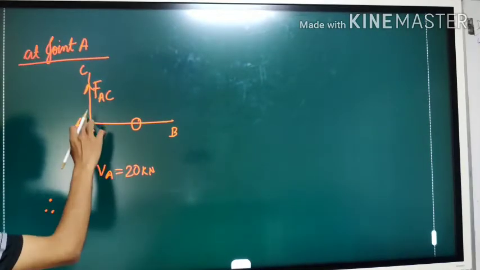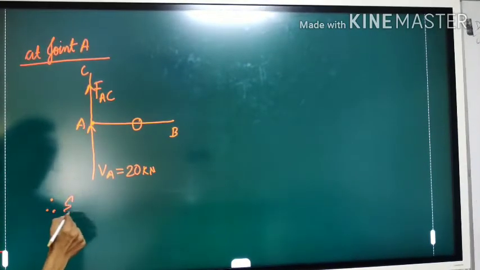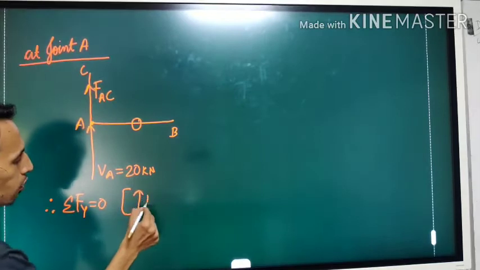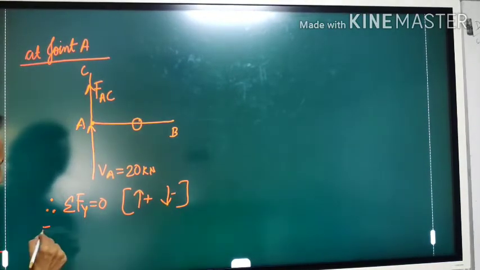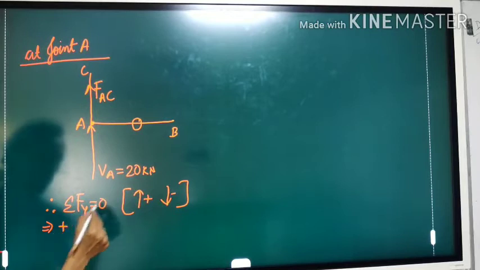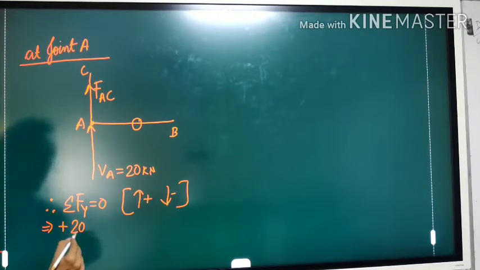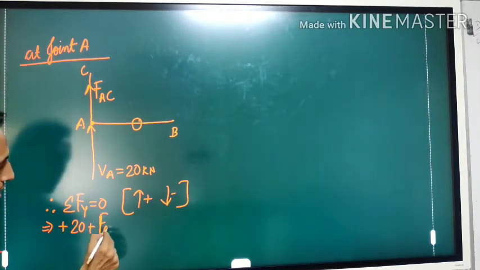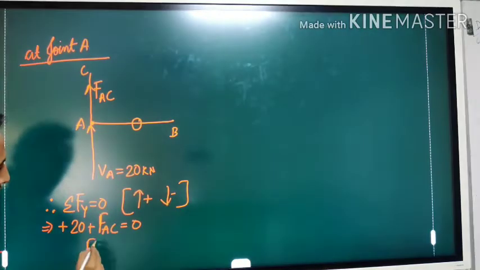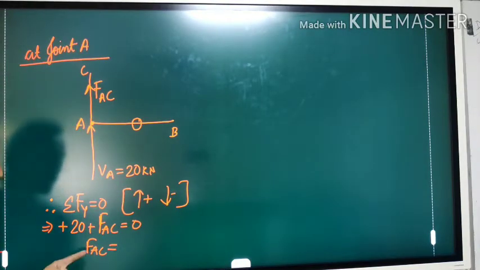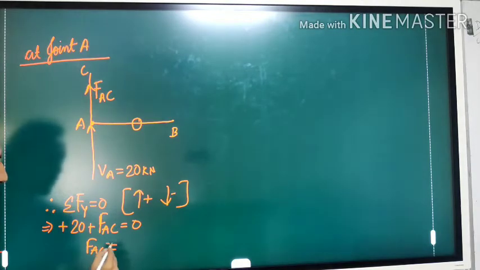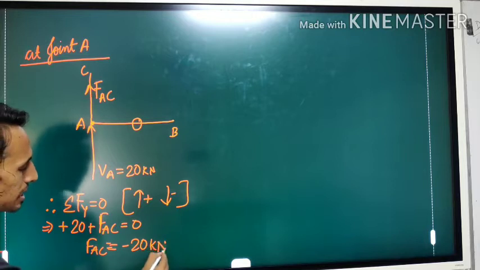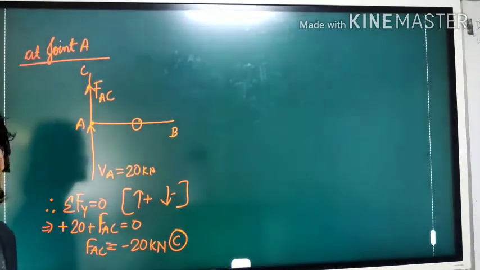There are only two vertical forces. This one is 0, so I can simply use summation of forces in vertical direction equals 0, upward positive, downward negative. If you solve this, VA's value is 20 kilonewton upward. FAC is also upward, so positive. FAC plus 20 is equal to 0. From here you can find that the value of FAC is nothing but minus 20 kilonewton. Minus sign indicates that this member is in tension.